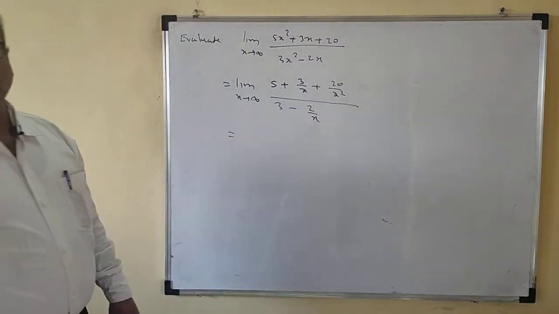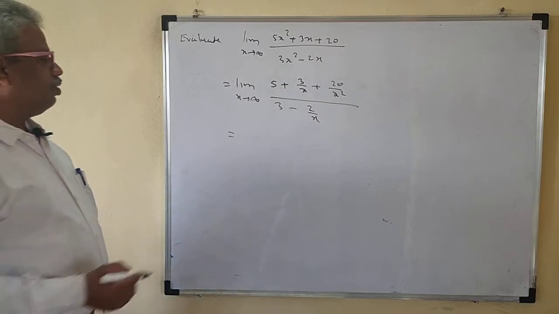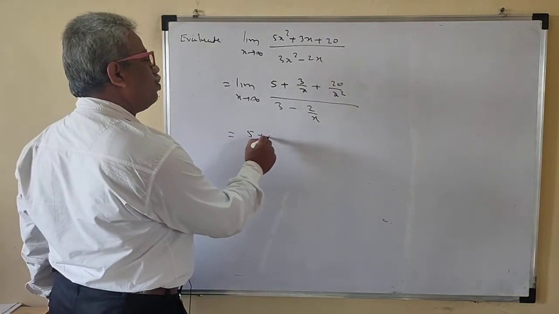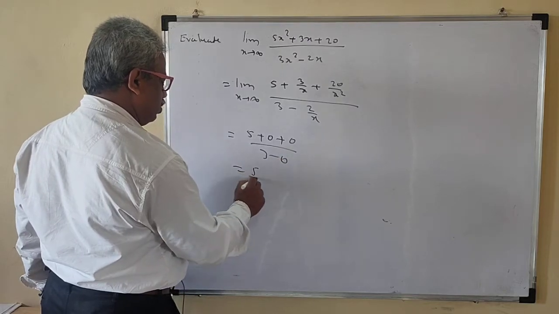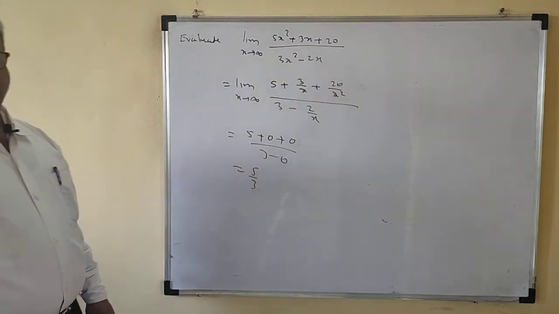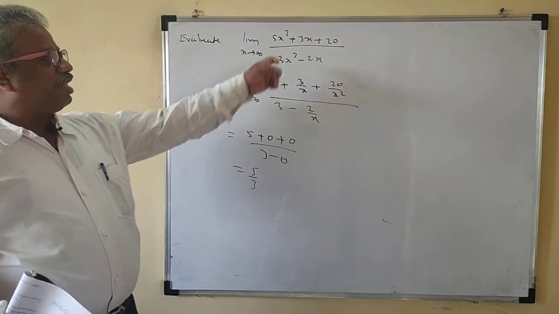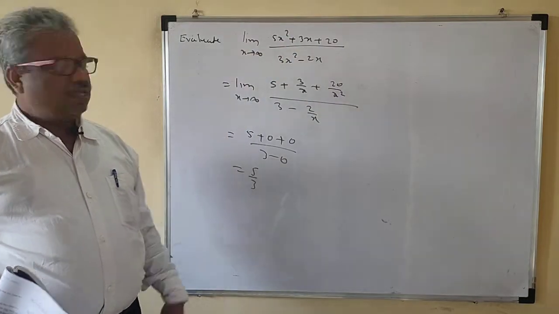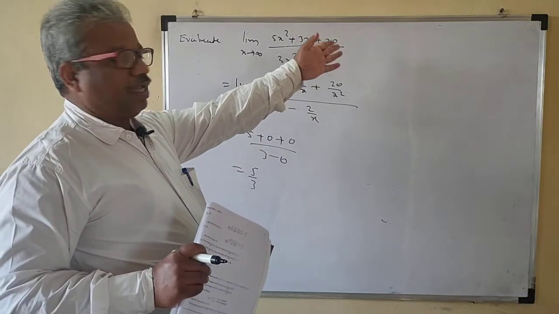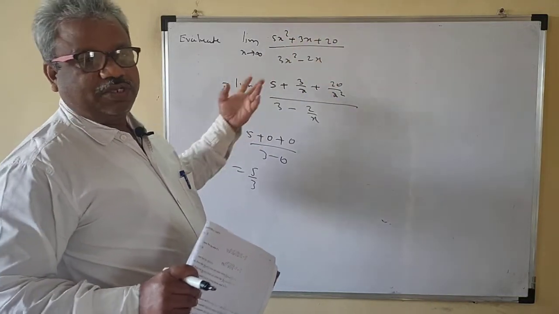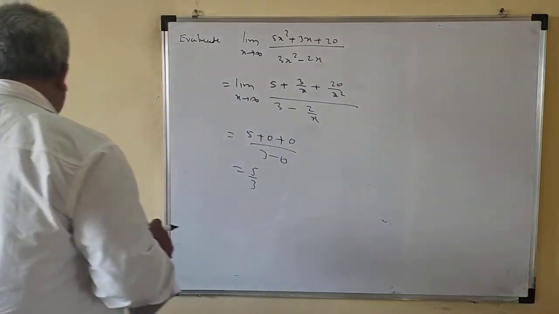So 1 upon infinity is 0, and 1 upon infinity square is also 0. So this limit is 5 plus 0 upon 3 minus 0. So this is 5 by 3. Or directly you can write the coefficient of x square from the numerator upon the coefficient of x square from the denominator. Okay.